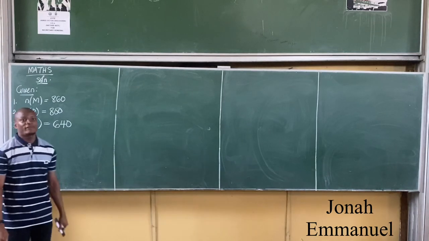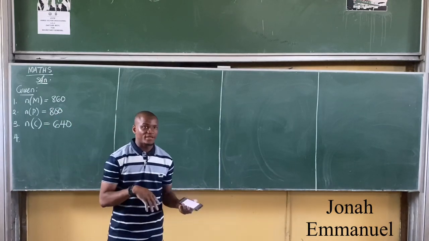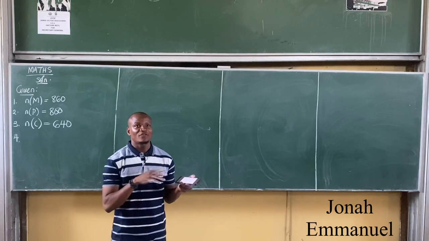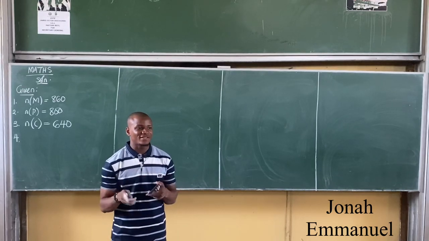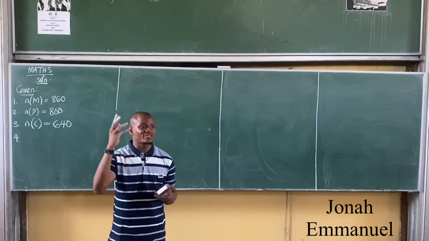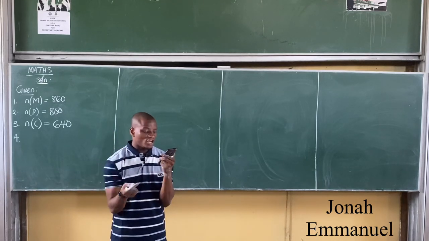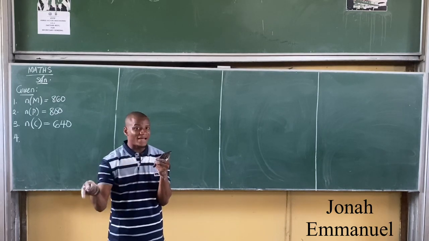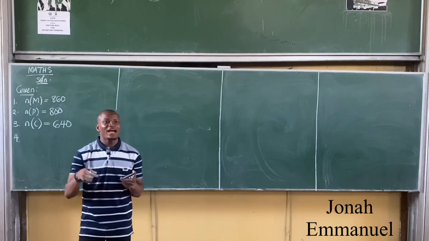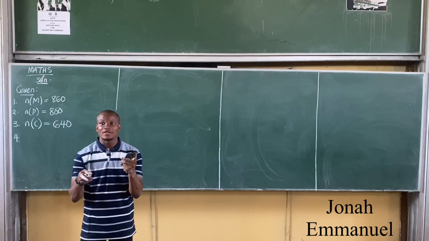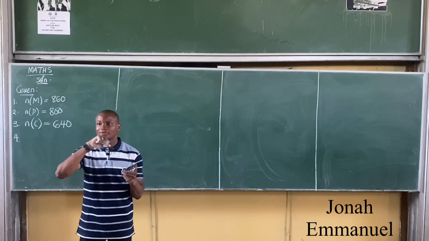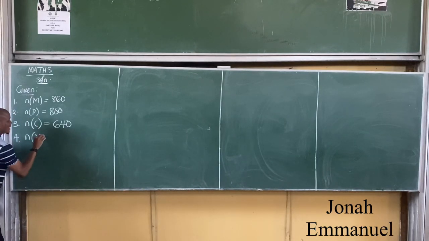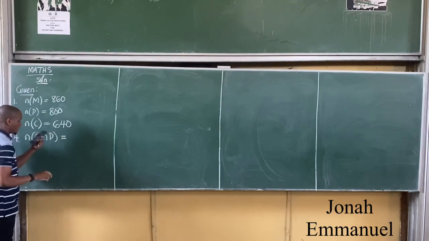At this point, you define what M means, what P means, what C means. If you have time, you can say the number of students who take maths and physics is this, but don't stress. You just use set notation and get the value. Next up, it says of these numbers, 200 took maths and physics. If I have 200 taking maths and physics, is it an intersection or union? Intersection.